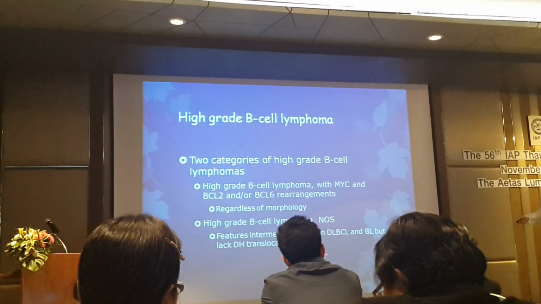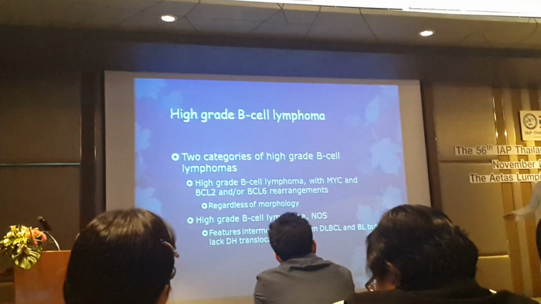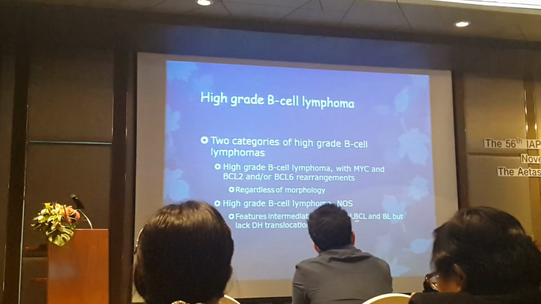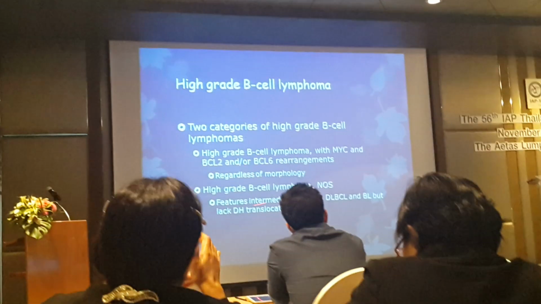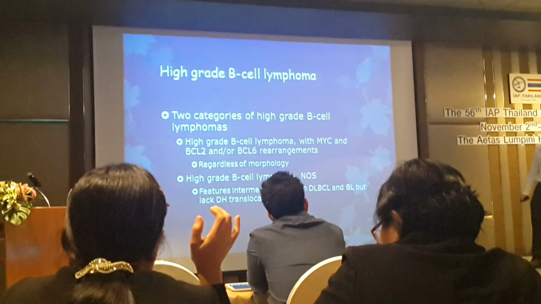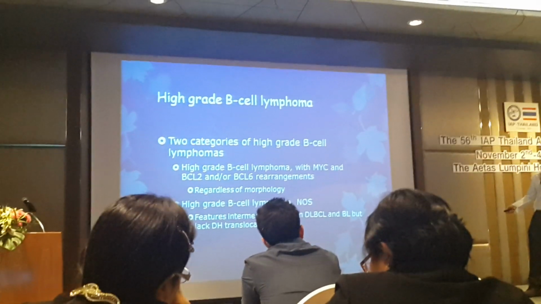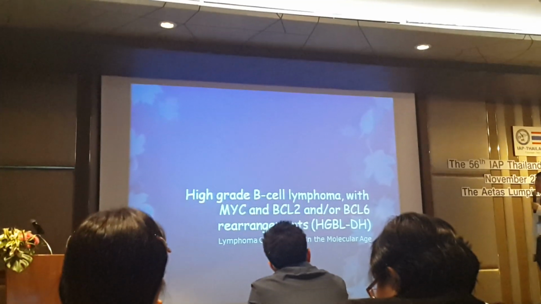Then the other group of high-grade B-cell lymphoma are cases that have features that look intermediate between DLBCL and Burkitt lymphoma, but when you FISH them, they do not have this double hit translocation. So what are you going to call them? You call them high-grade B-cell lymphoma, NOS. Let me show you some examples to illustrate that.